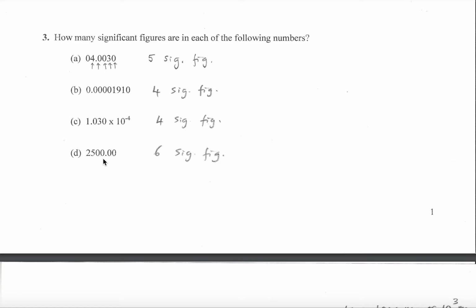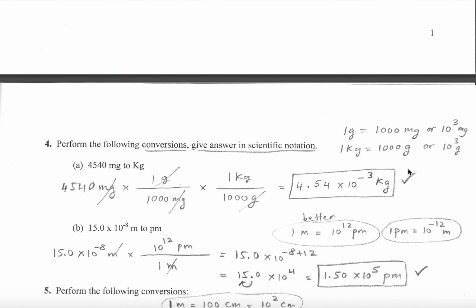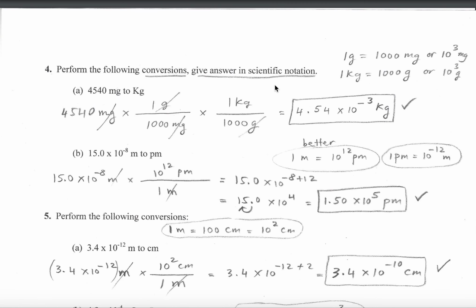And 2500, if you just say 2500, that's only 2 significant figures. Only the number 2 and number 5 are meaningful. The rest are estimates. But here, because you have a decimal place, it means precision. You want it exactly 2500.00, whatever you measure. So all of them are significant figures. Therefore, we have 6. All right, that's number 3. Now, number 4, it's about conversions.